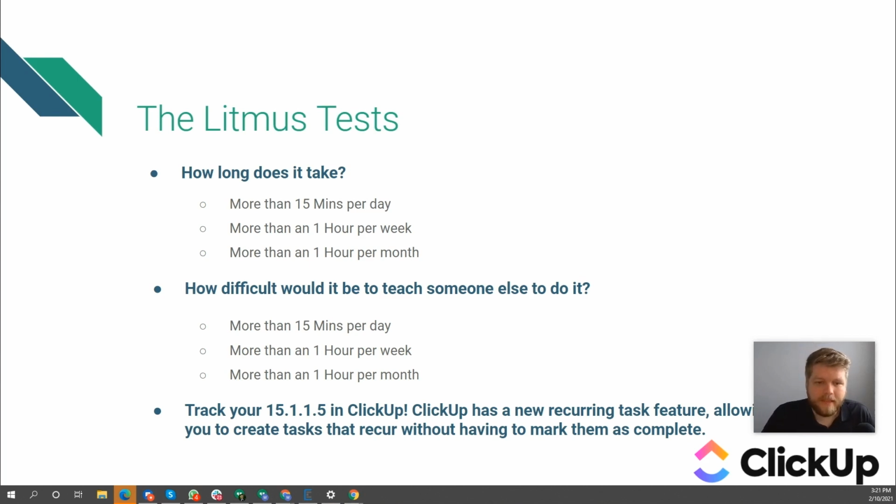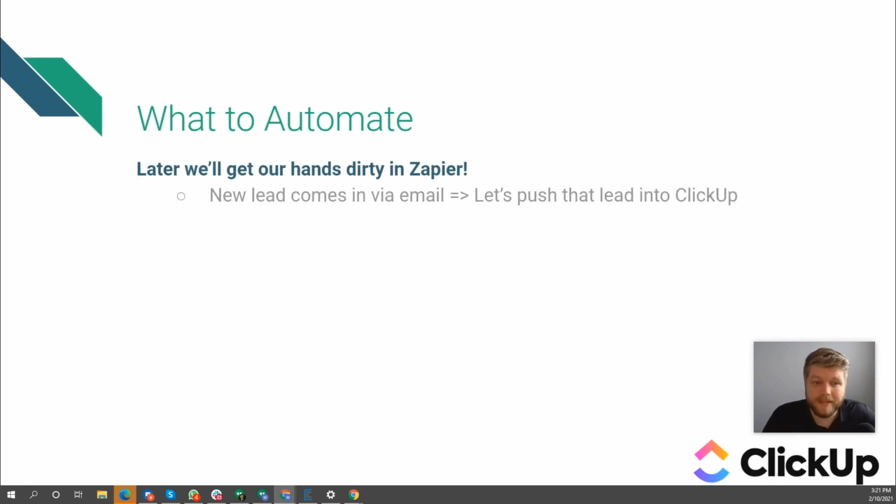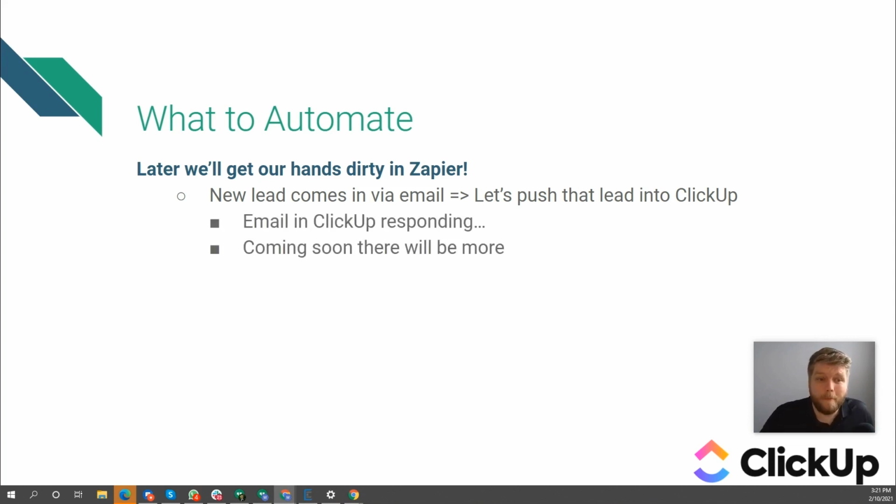All right, let's get into our next piece here. All right, what to automate. So let's say that a new lead is coming into your email and you want to push that new lead into ClickUp because you're using ClickUp as a CRM. Did you know it could do that? So cool. As you may know, email is actually coming inside ClickUp. So one app to rule them all, really going to be a cool thing. It's already there to some degree or another, and there's more coming.